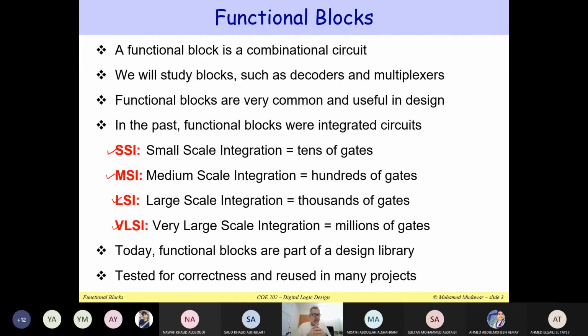So the functional blocks that we are going to study in this presentation, we can have them as building blocks. We can put them in a design library. Like you have libraries in the case of software, you can also use libraries when you are designing hardware. And you can reuse the same blocks as components in different projects.